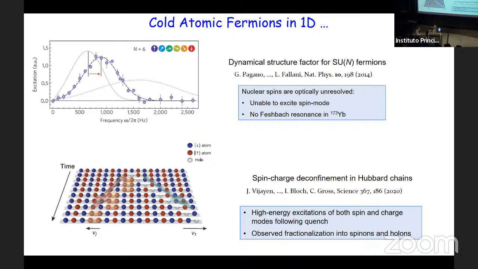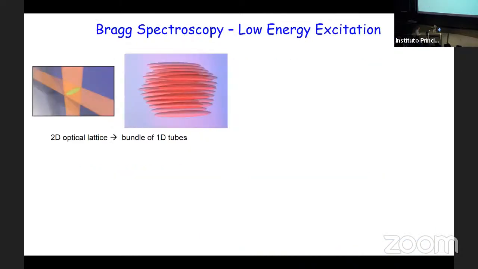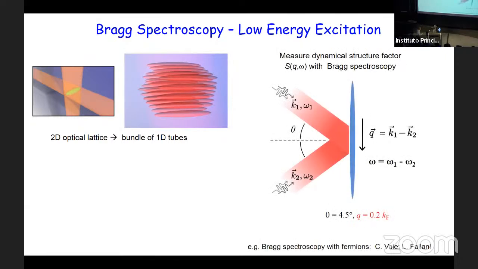All right, so we set out to study this effect, and we used, of course, an optical lattice to make a bundle of 1D tubes that I mentioned to you earlier. And then we used this measurement technique that's known as Bragg spectroscopy.